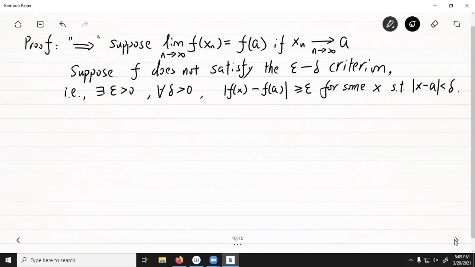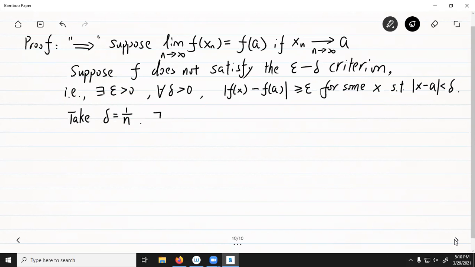So now, since this is true for any delta, let's take this delta to be 1 over n. Right, we can do that. Let's take the delta to be 1 over n from this definition.